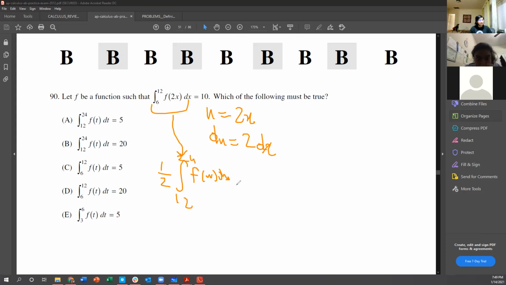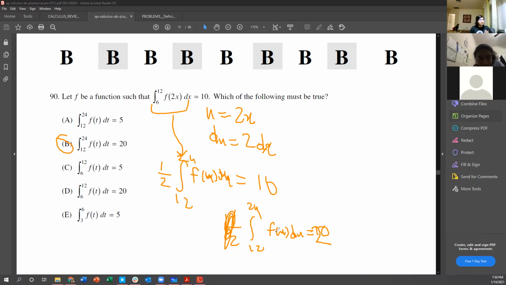And that would be the value. So this is the same integral as here, f of u du, and this by definition will also equal 10 because it's the same integral. So I know that if 1/2 times the integral from 12 to 24 of f of u du equals 10, I can multiply both sides by 2, and this will become a 20. So the integral from 12 to 24 of f of whatever it is will be equal to 20.